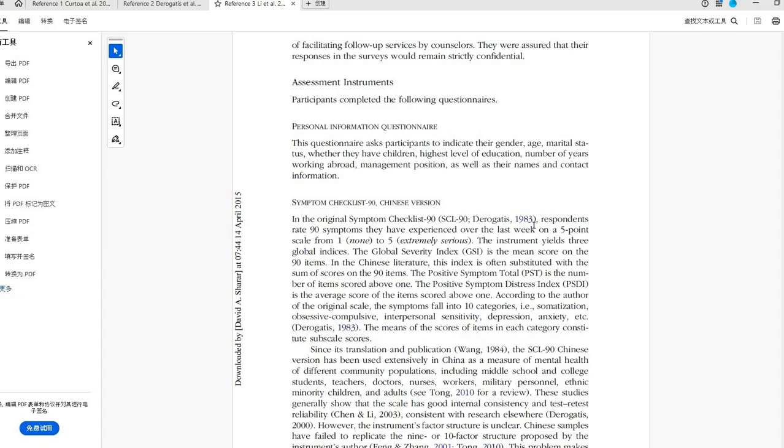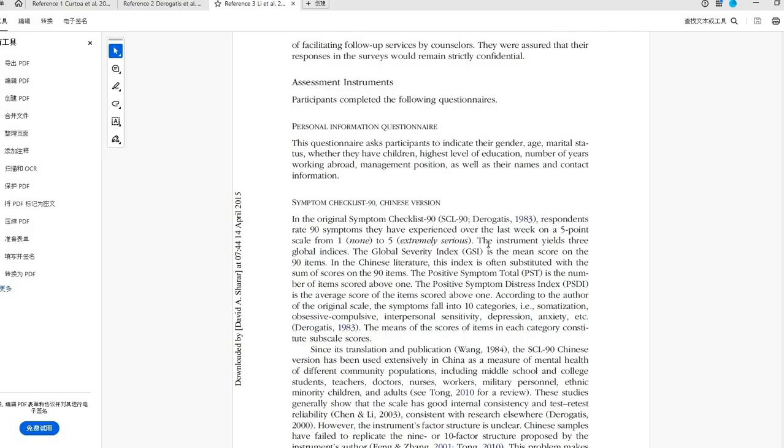In this article, I explain the scale. For each item, respondents rate each of the 90 items over the last week on a 5-point scale. The scale in this article is 1 to 5. 1 is not at all, 2 is a little bit, 3 is quite a bit, and 4 is a lot. 5 is extremely serious.